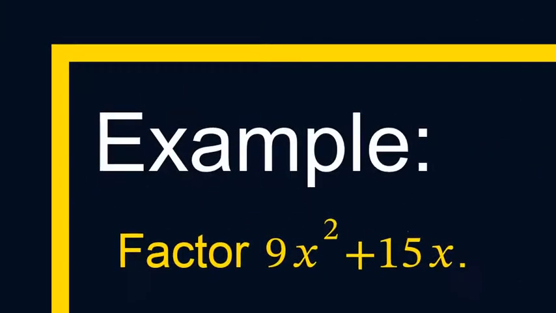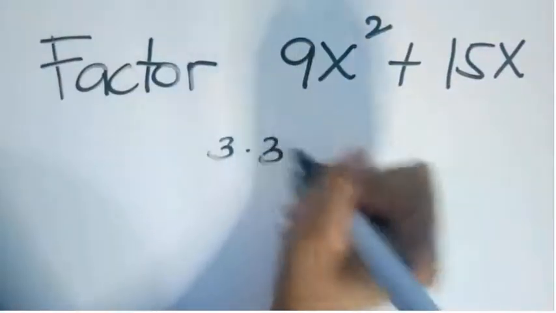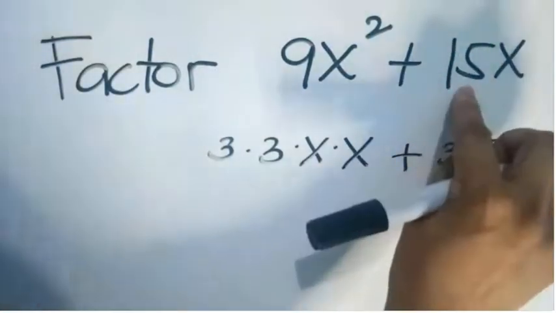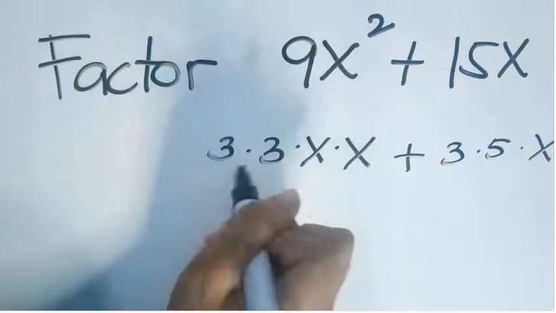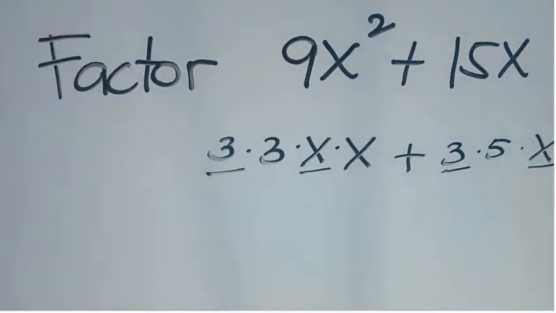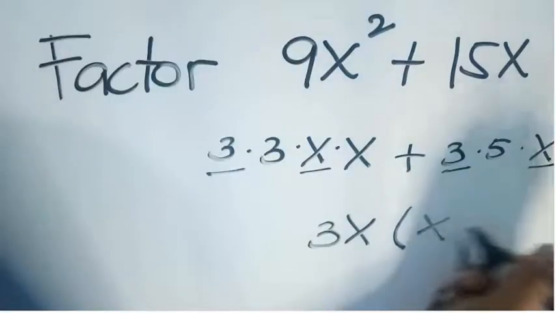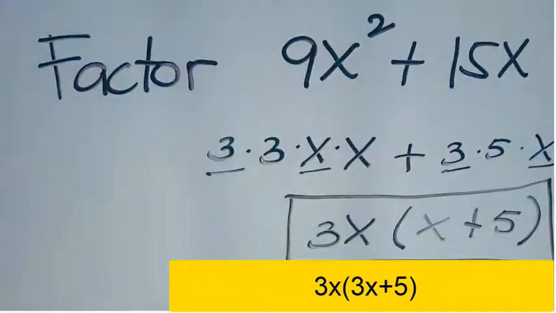Let us factor 9x squared plus 15x. So 9x squared is equal to 3 times 3 times x times x, and 15x is equal to 3 times 5 times x. Then find the greatest common factor in each term. So we have 3 and x in both the first term and the second term. So the common factor is 3x times the remaining factor of the given binomial, x plus 5. Therefore, the factored form of 9x squared plus 15x is 3x times the quantity x plus 5.